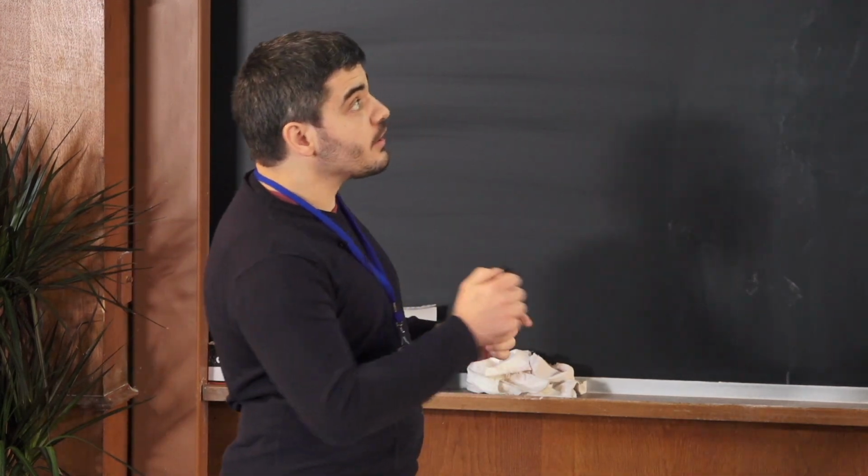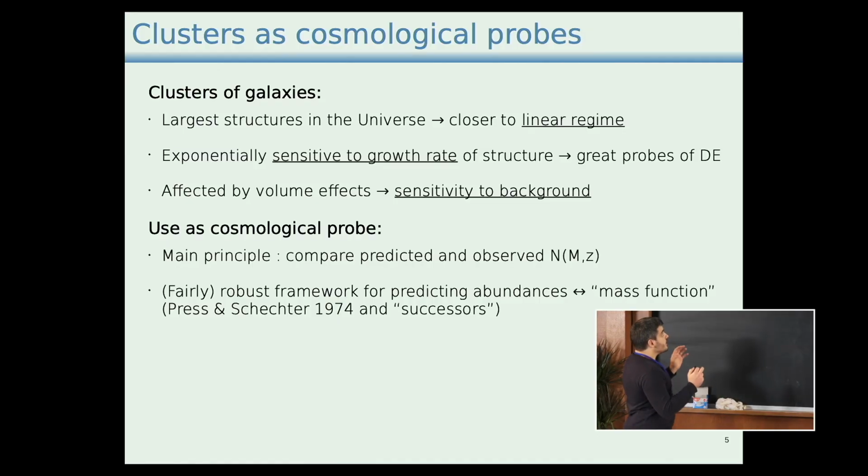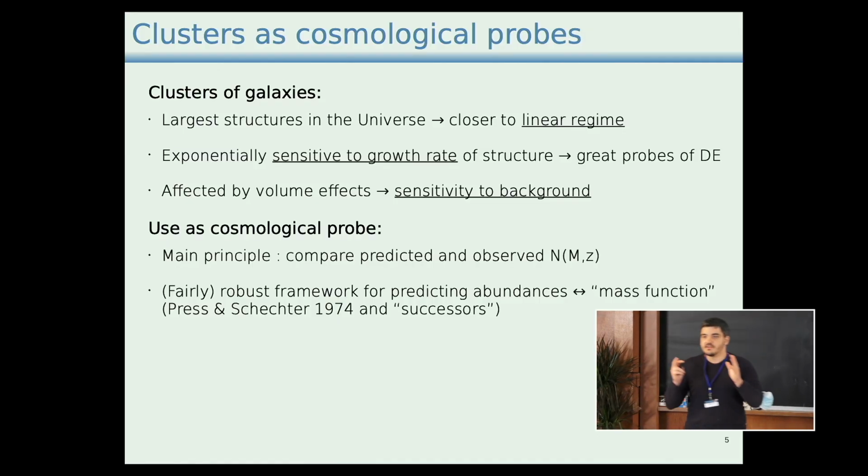So this is where clusters actually come into the picture. Clusters of galaxies are the largest gravitationally bound structures in the universe, so they are closer, let's say, to the linear regime, so it's easier to make predictions. Due to their extreme nature, they are very sensitive to the growth history of structure, so it's a great probe of your model, especially of dark energy models. And since you are actually counting objects in a volume, it is affected by volume effects. So you're also probing both the perturbation sector and the background sector.